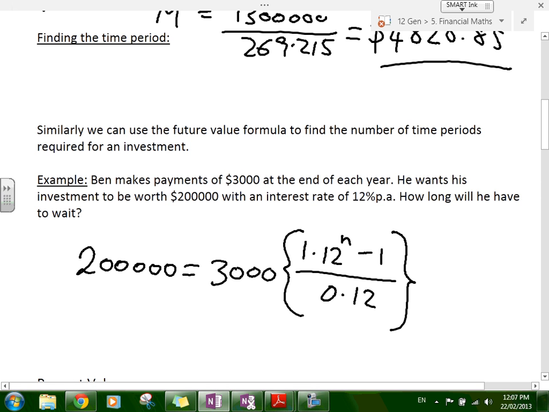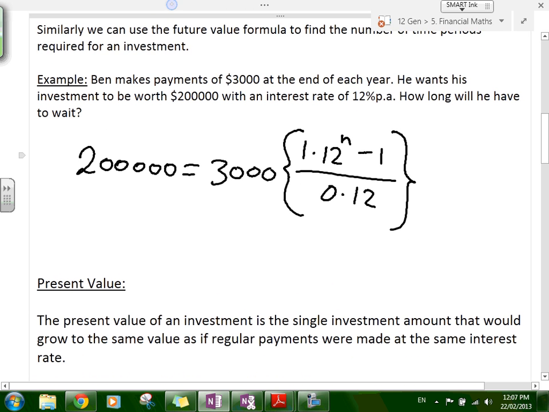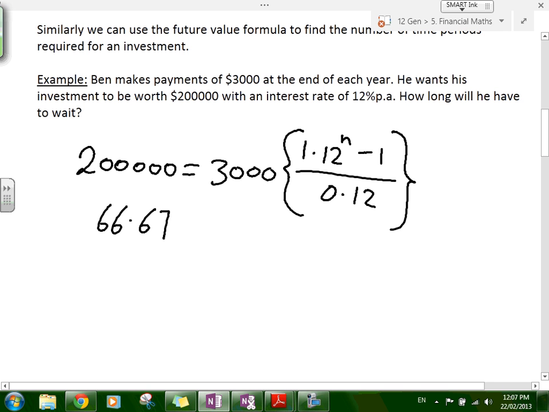So now we have to simplify this a little bit, which we're going to go ahead and do. We first need to divide both sides by 3,000. What's 200,000 divided by 3,000? 66.67. Probably should keep it to 3 as well. 66.667 equals 1.12 to the power of n minus 1 over 0.12.